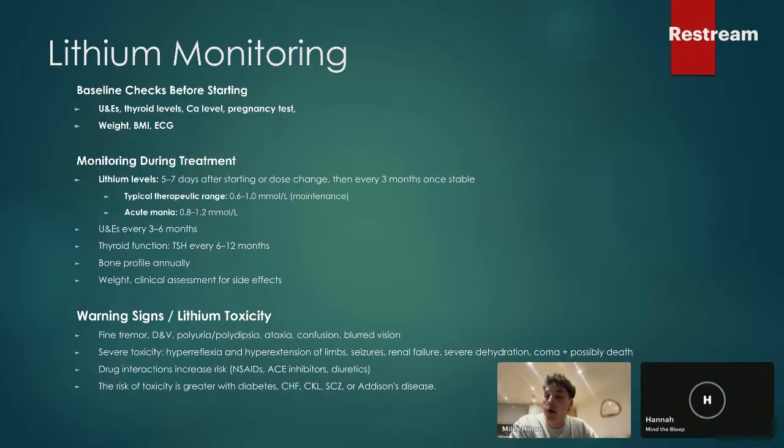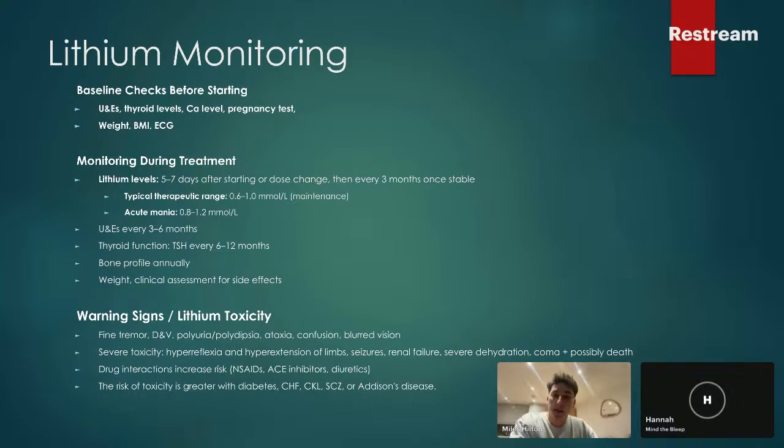Then once the patient's stable, we'd be looking at doing urea and electrolytes every 3 to 6 months, as well as thyroid function tests every 6 to 12 months, a bone profile annually, as well as doing weight and BMI testing and looking for any side effects every 6 months.